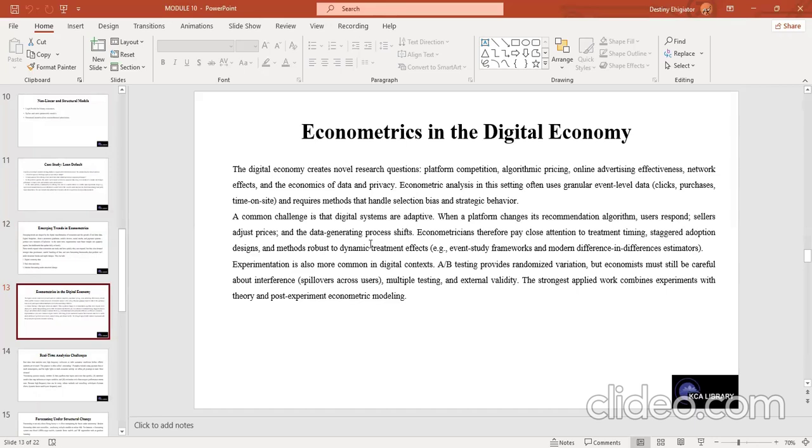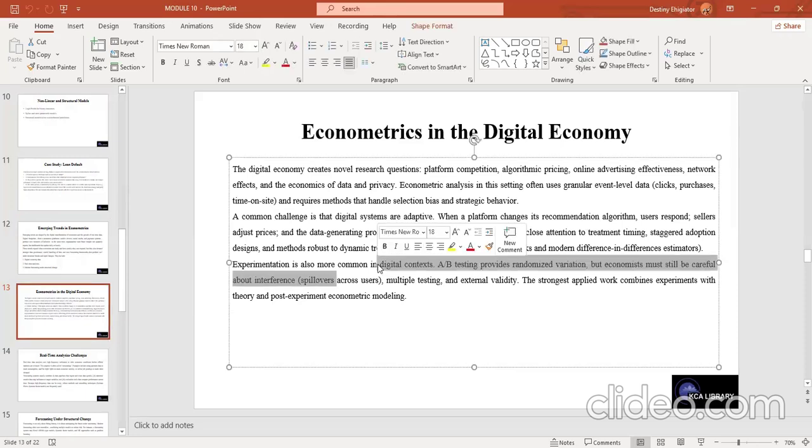When a platform changes the recommendation algorithm, users respond. Sellers adjust prices and data generating processes shift. Econometricians therefore pay close attention to treatment timing, staggered adoption designs, and methods robust to dynamic treatment effects, e.g., event study frameworks and modern difference-in-differences estimators.